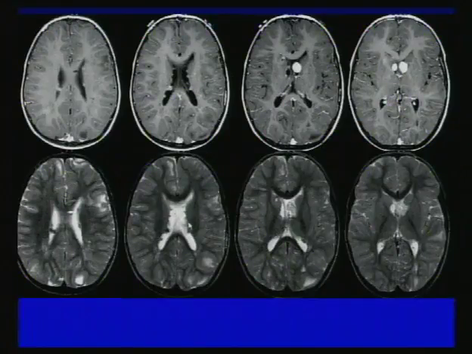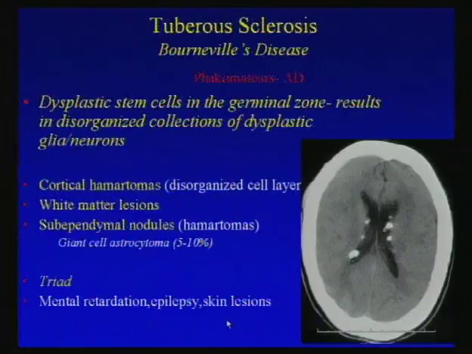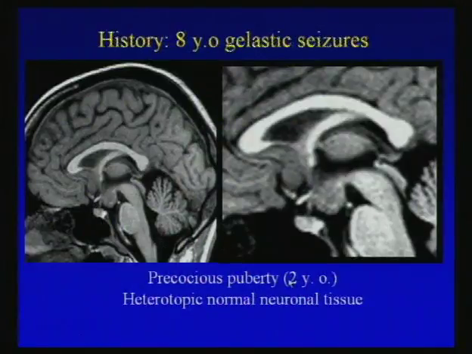And the subependymal nodules that we see here are hamartomatous lesions. Tuberous sclerosis is one of the phacomatoses, in which there are dysplastic stem cells in the germinal zones which result in disorganized collections of dysplastic glia and neurons. And as we saw, you could see cortical hamartomas, white matter lesions, and subependymal nodules, which are hamartomas, and they are frequently calcified. And on the clinical triad, these patients have mental retardation, epilepsy, and skin lesions.